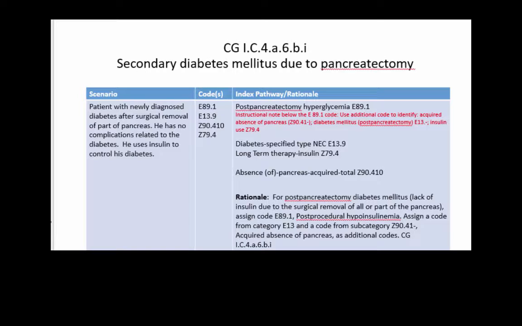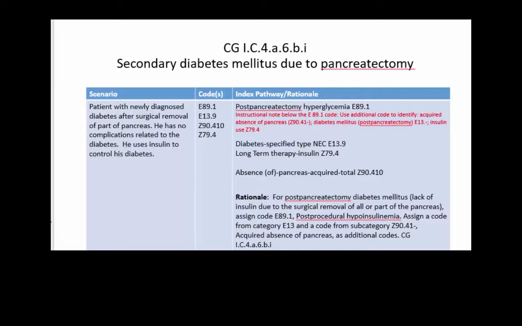E89.1 is your post-procedural hypoinsulinemia. And you see it also when you look it up in the index, it can show you a post-pancreatectomy hyperglycemia. Those two things, one says hypo, one says hyper. The fact that you have not enough insulin, a hypoinsulinemia, leads to the patient developing too much sugar, hyperglycemia. So they are connected, but they are correct as written.